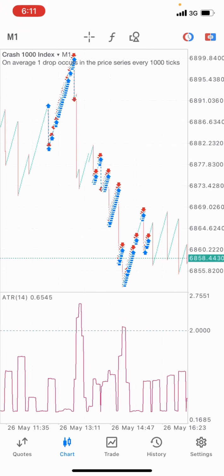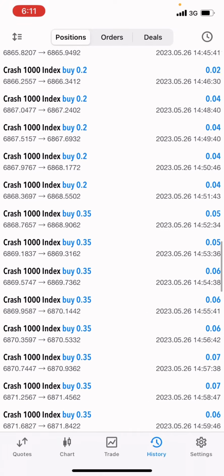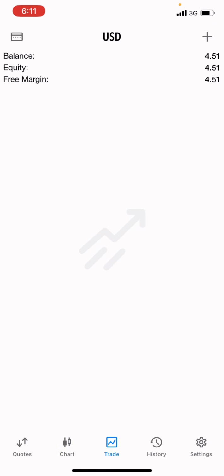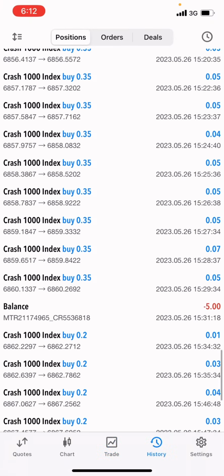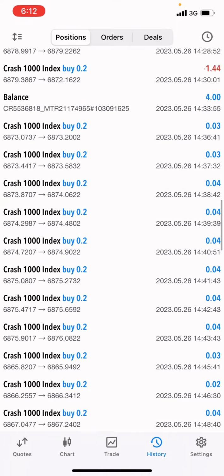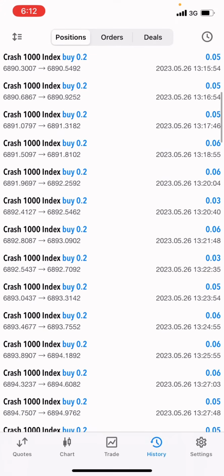Now take a look at this. As you can see, this is the strategy I've implemented, and this is a live trade account, to show you guys that this strategy works. You can see the strategy is really working, and you can count more profits than losses.